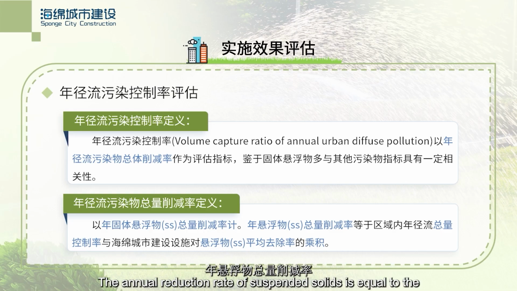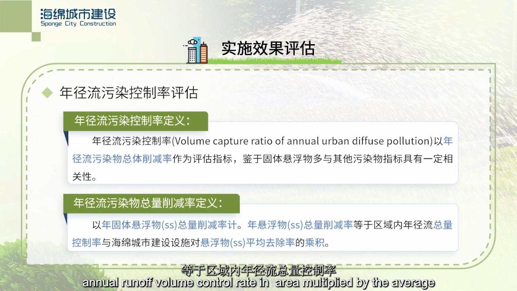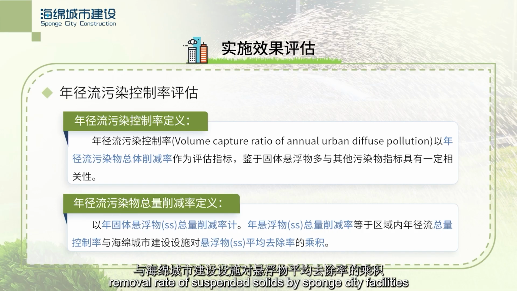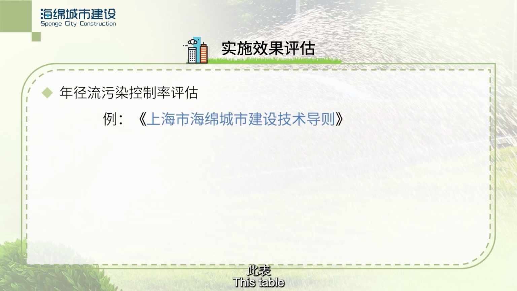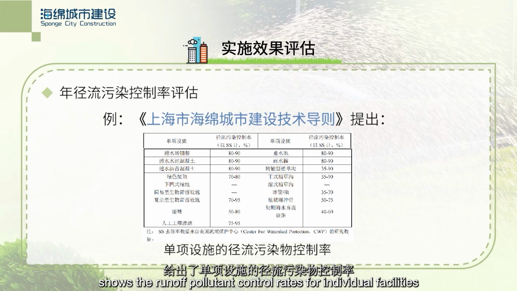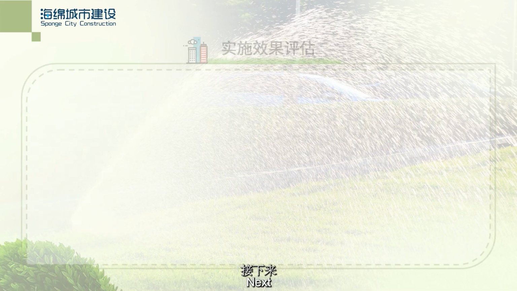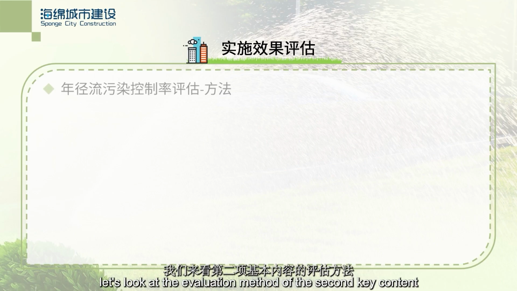The annual reduction rate of suspended solids is equal to the annual runoff volume control rate in the area multiplied by the average removal rate of suspended solids by sponge city facilities. This table shows the runoff pollutant control rates for individual facilities. Next, let's look at the evaluation method of the second key content.